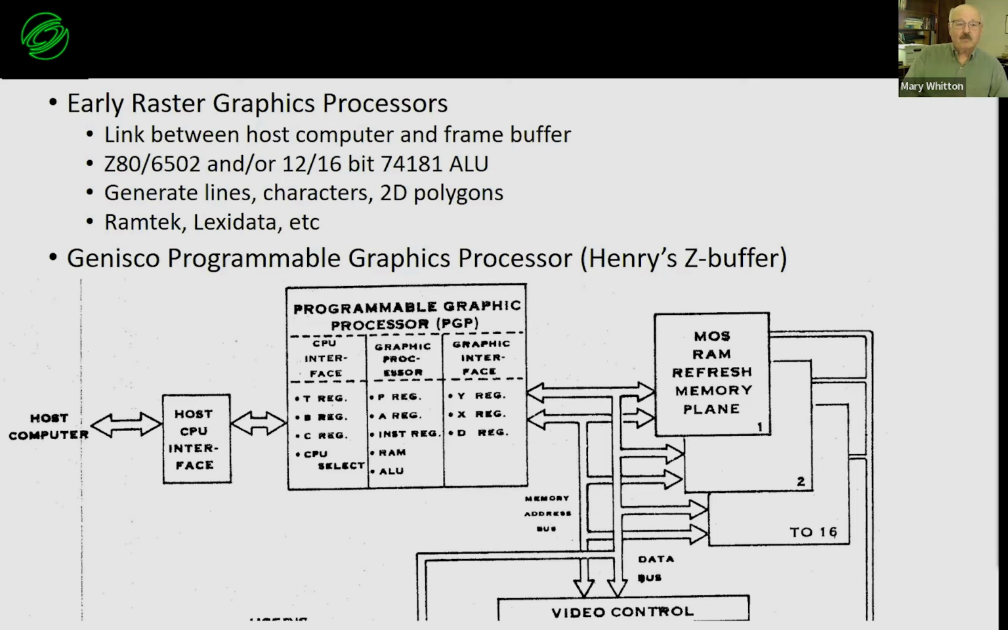And I think this is the machine that Henry wrote some code that would do a Z compare and conditional write. So that was the first Z buffer happening in a graphics processor that I know about. And Henry can correct me if I've got that story wrong.